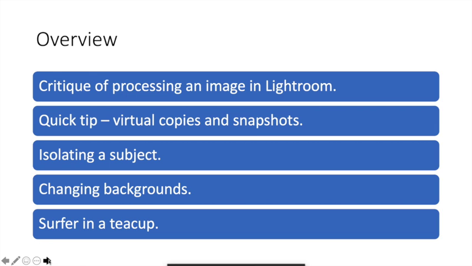We're going to be looking at isolating a subject, a requested topic: cutouts, and how we can cut out accurately. It's always good to practice working with cutouts, so we're going to do that. Changing backgrounds is another thing we need to do when it comes to backgrounds and cutouts, and presenting subjects on a clean background, because that can really make or break an image. And then we'll look at a fun project, but again developing Photoshop skills: a surfer in a teacup. So lots of interesting techniques for you to think about this evening.